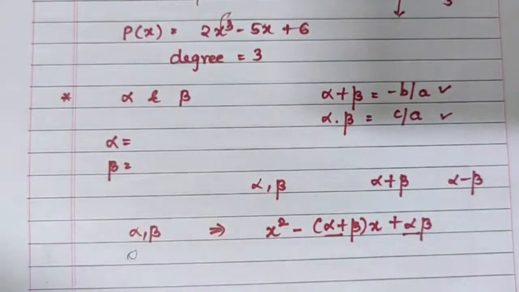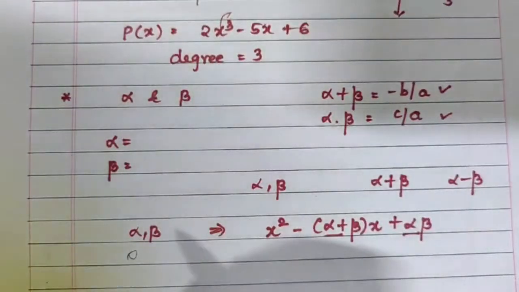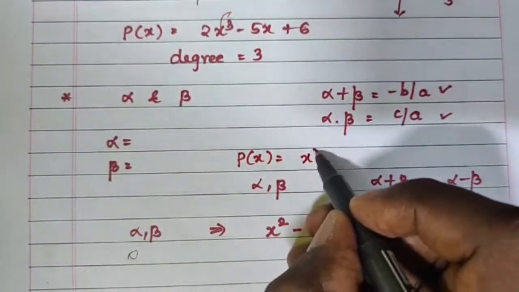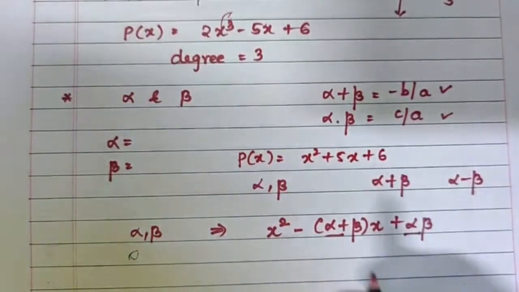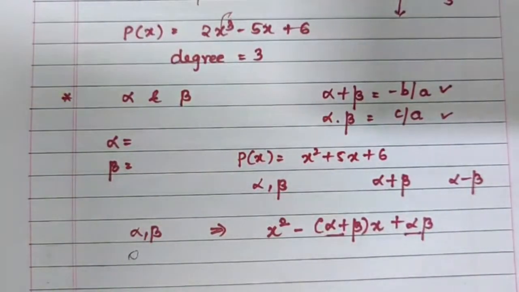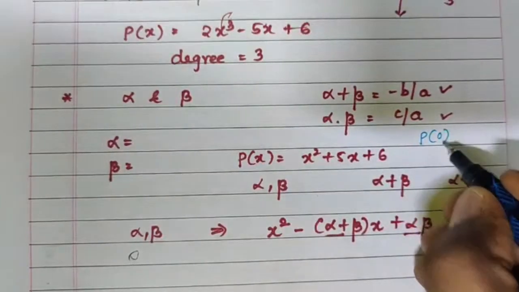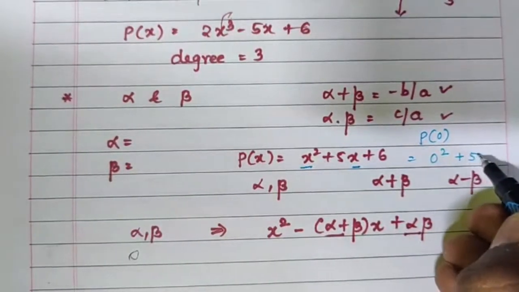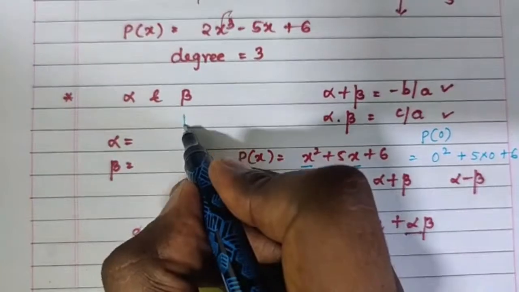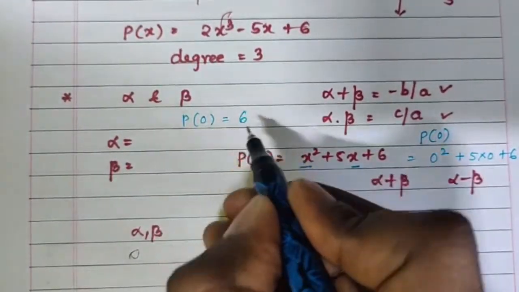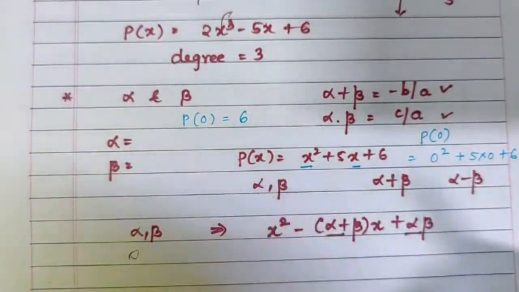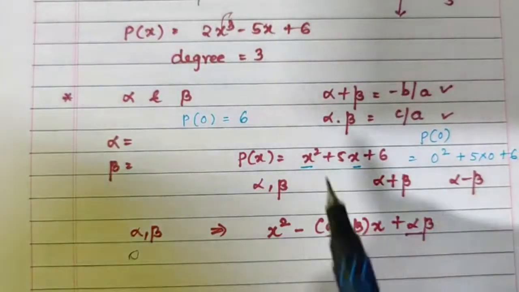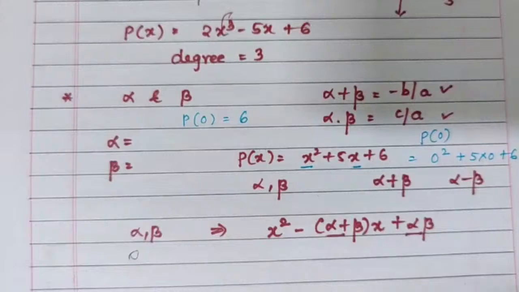And also, dear students, find the value of the polynomial. For example, when the polynomial p of x equals x square plus 5x plus 6, if they ask you to find the value of p of 0, that means replace x by 0, that is 0 square plus 5 into 0 plus 6. You will get p of 0 equals 6. In the same way, they can ask you to find p of minus 1, p of minus 2, or p of 1. So what you should do is substitute and find out.